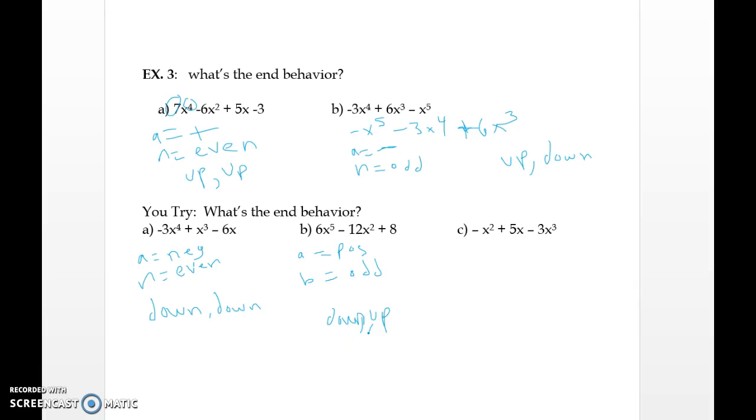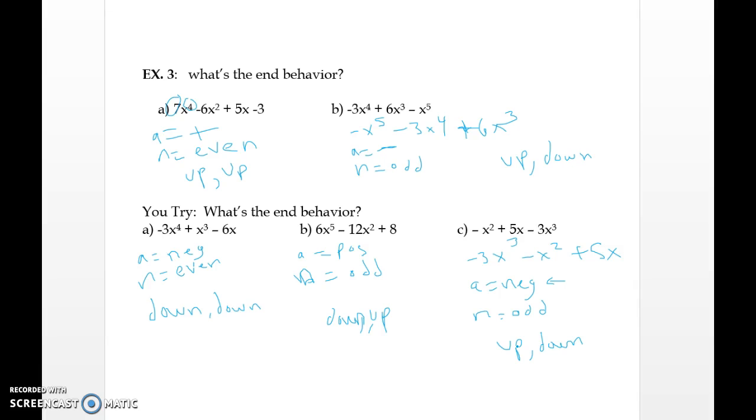Down, up. And my last one, C, is not in standard form, so we have to turn it into standard form. Negative 3x cubed minus x squared plus 5x. Your a is negative. Your n, I don't know why this says B, this should say n. Your n is odd. Odds are going to end opposite directions. Your a tells you the right-hand side, so I know my right-hand side has got to go down. That means my left-hand side has got to go up.